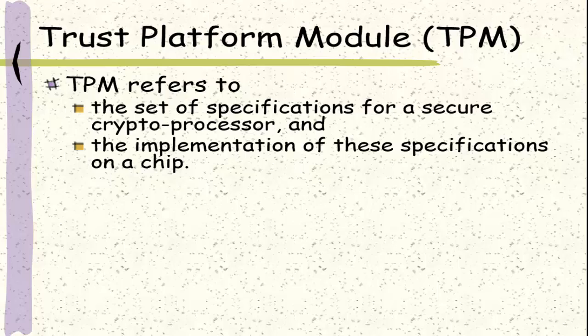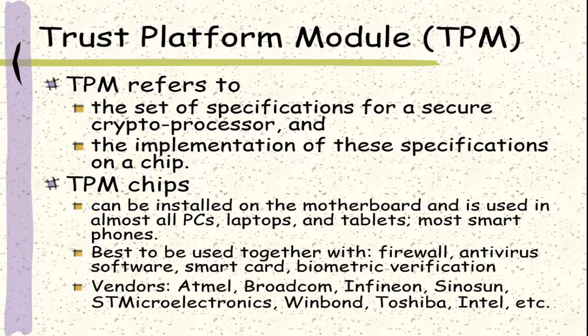TPM chips can be installed on the motherboard and are used in almost all of the PCs, laptops, and smartphones. It is suggested to use TPM together with firewalls, antivirus software, smart card, and biometric verification. Many companies are making their own TPM chips.